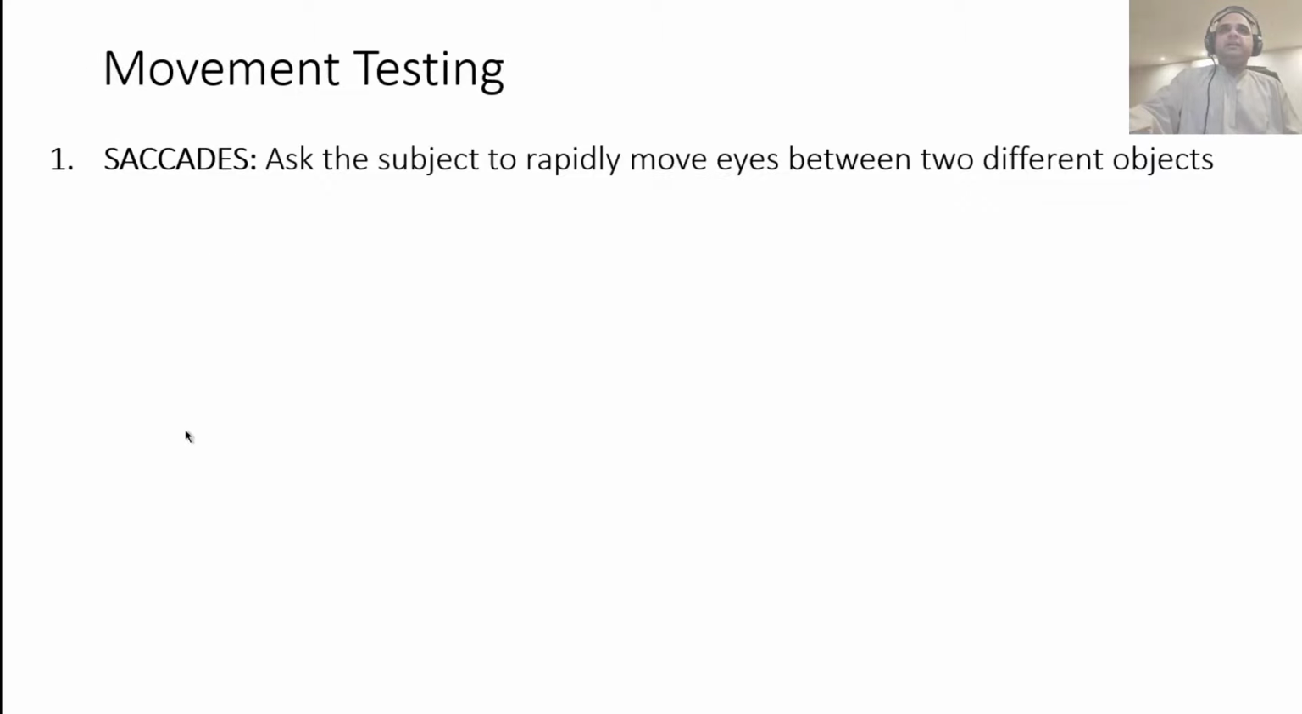So saccades are tested by asking your patient to rapidly shift the gaze between two different objects. What we mostly do is show a fist and a palm at an appropriate distance and positioning, as you'll see in the video, and ask the patient to either look at the palm or the fist by moving the eyes and not by moving the head.